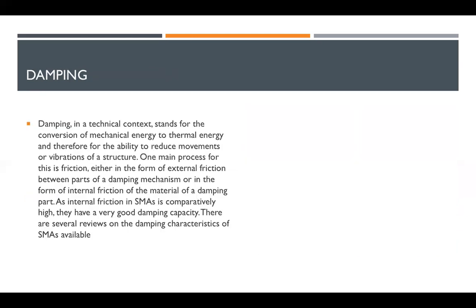Damping stands for the conversion of mechanical energy to thermal energy and therefore for the ability to reduce movement or vibration of a structure. One main process for this is friction, either in the form of strong friction between parts of a damping mechanism or in the form of internal friction of the material of a damping part. As internal friction in shape memory alloys is comparatively high, they have a very good damping capacity. That is why it's a good option.